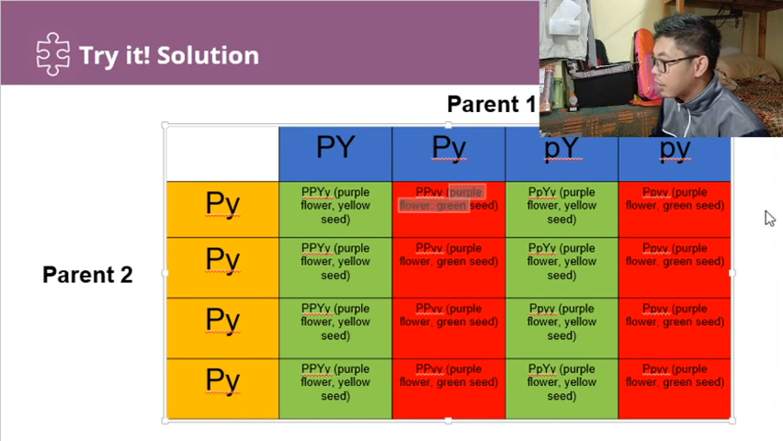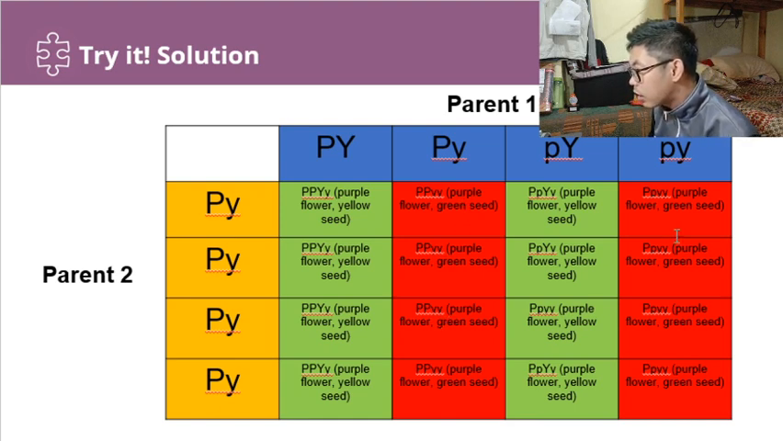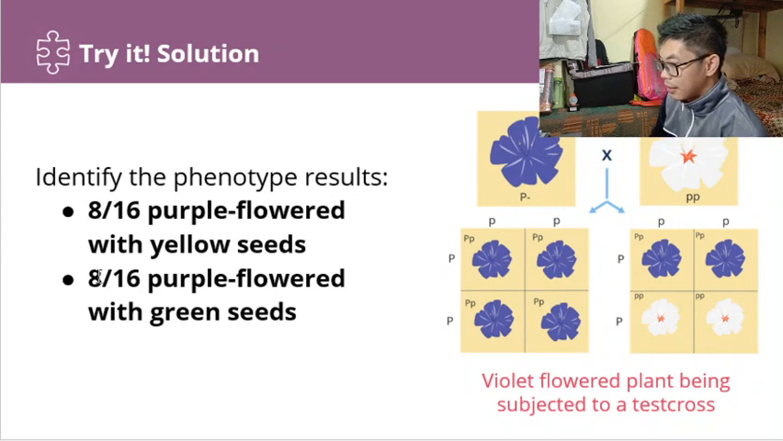Purple flower, green seed. So ilan ba yung purple flower, green seed? Meron tayong 1, 2, 3, 4, 5, 6, 7, 8. At ilan sila lahat? This is 16. That's the reason why here, the result would be 8 out of 16 purple flower with green seed, which is actually the red ones here.